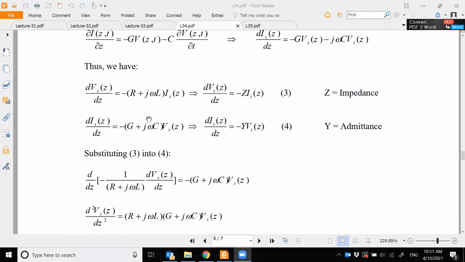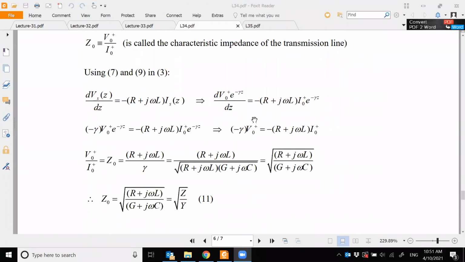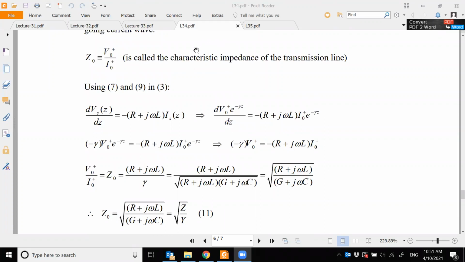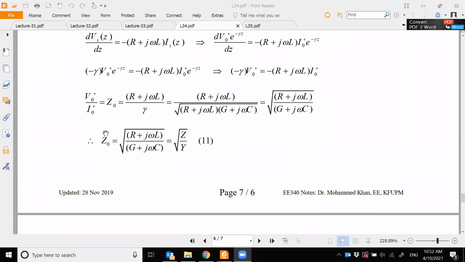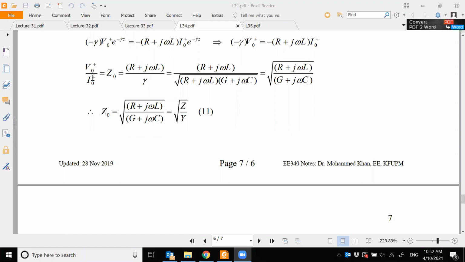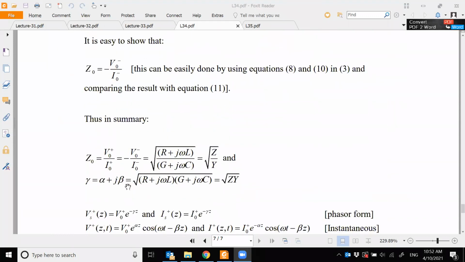If I put the solutions back in this equation 3, I can get what is called the intrinsic impedance, or the characteristic impedance of the transmission line. If I put them back and simplify, this is the value of the characteristic impedance that I will get, which is the root of R plus j omega L over G plus j omega C, which is the root of Z over Y. This is called the characteristic impedance, which is V0 plus over I0 plus, or it can also be equal to minus V0 minus over I0 minus. Okay, so this is the characteristic impedance of our transmission line.